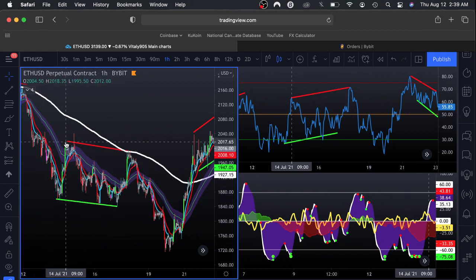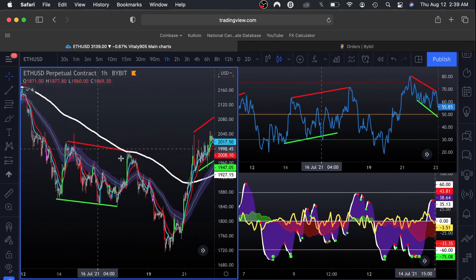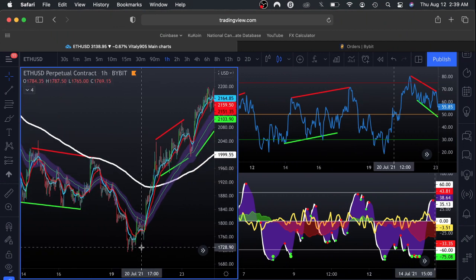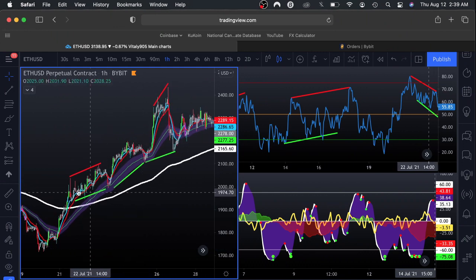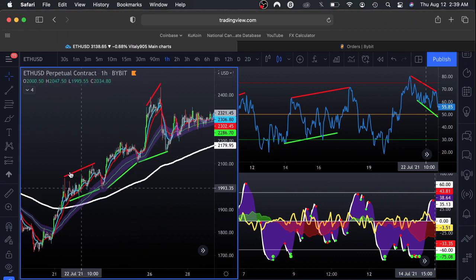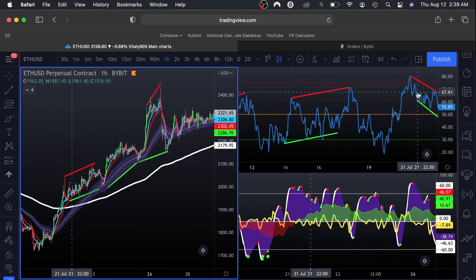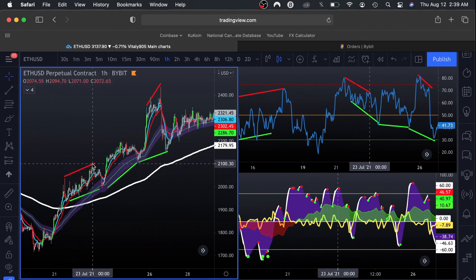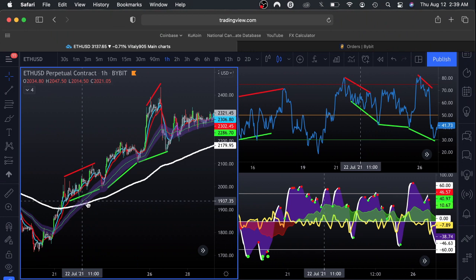It came up. It couldn't break above these highs. And then you see a hidden bearish divergence, another move down. Now we have an uptrend starting. So we have the bearish divergence here. Now that led to a hidden bullish divergence.